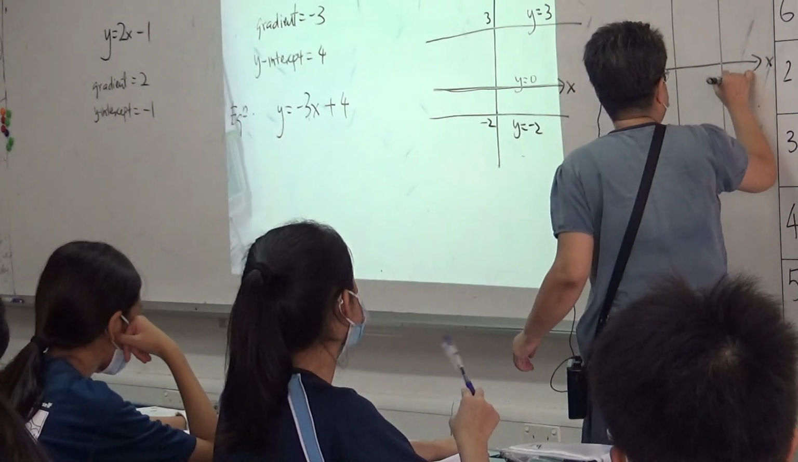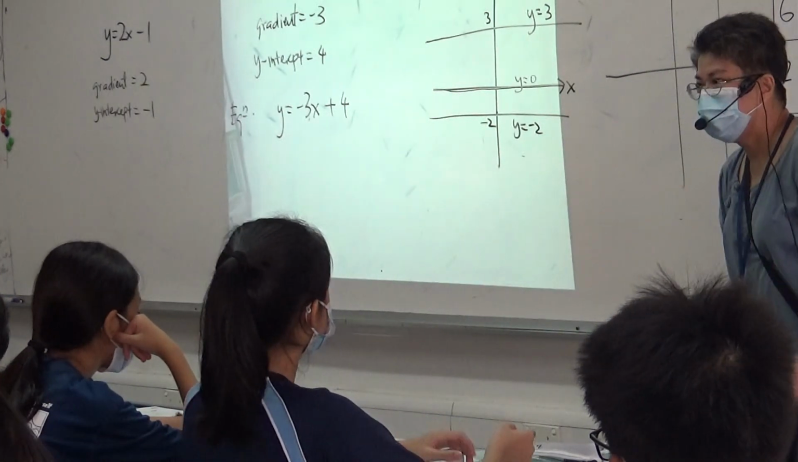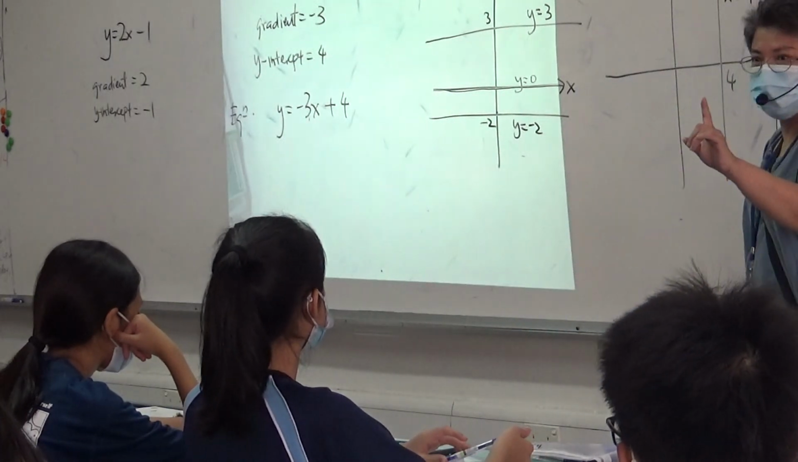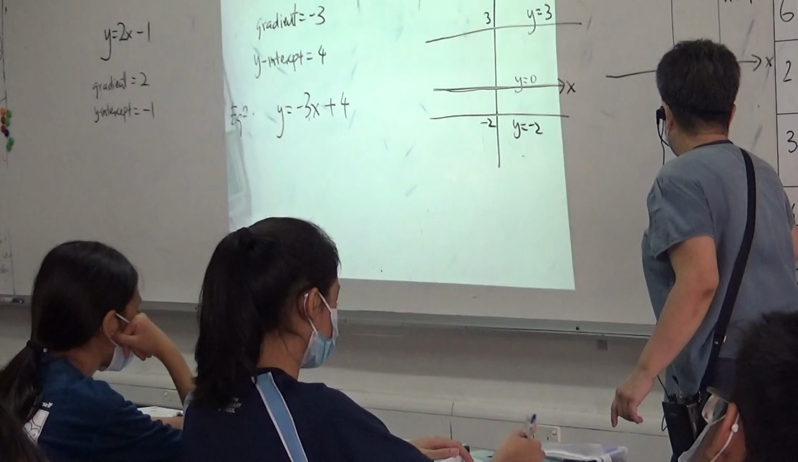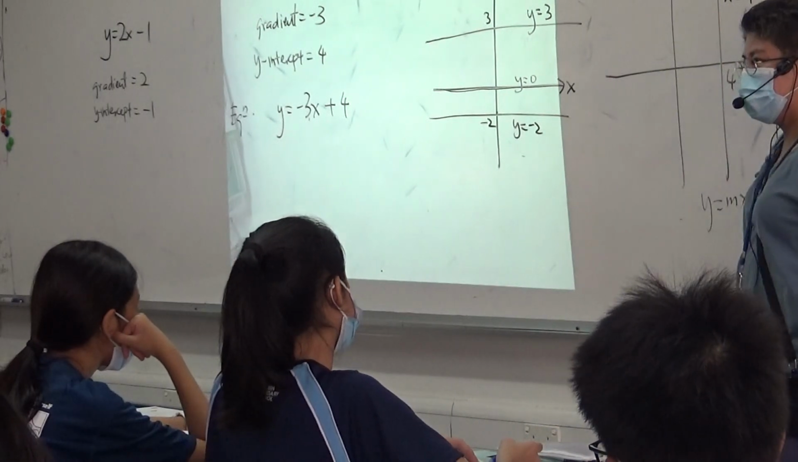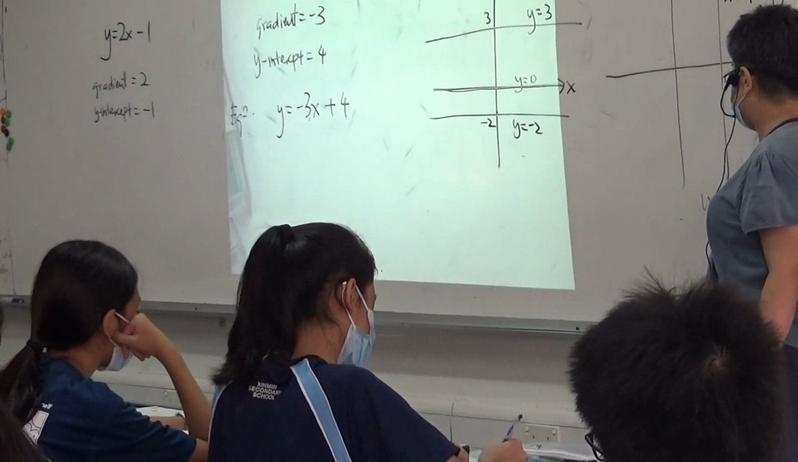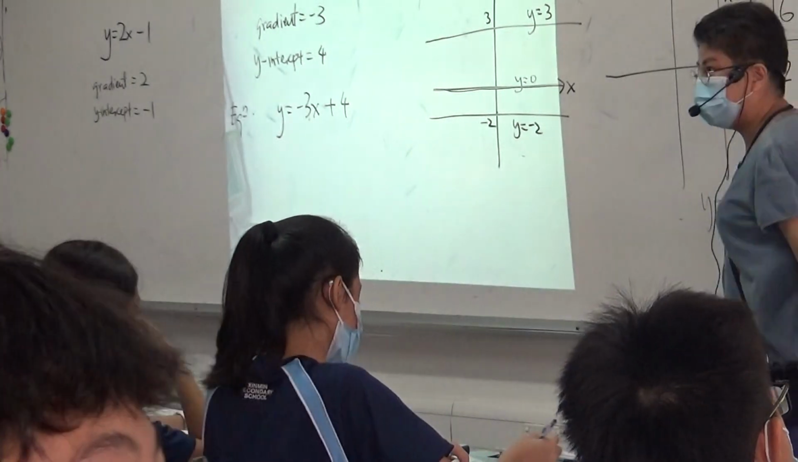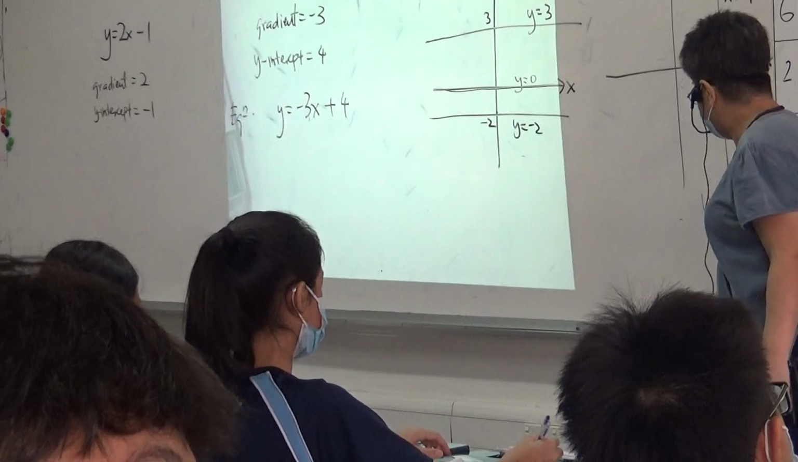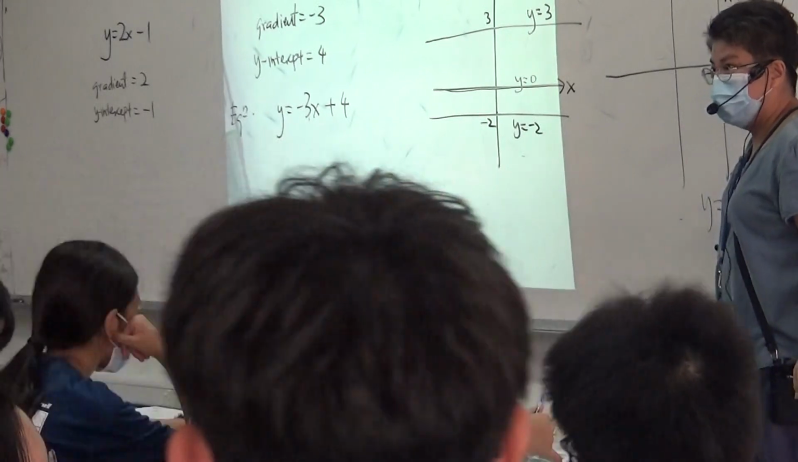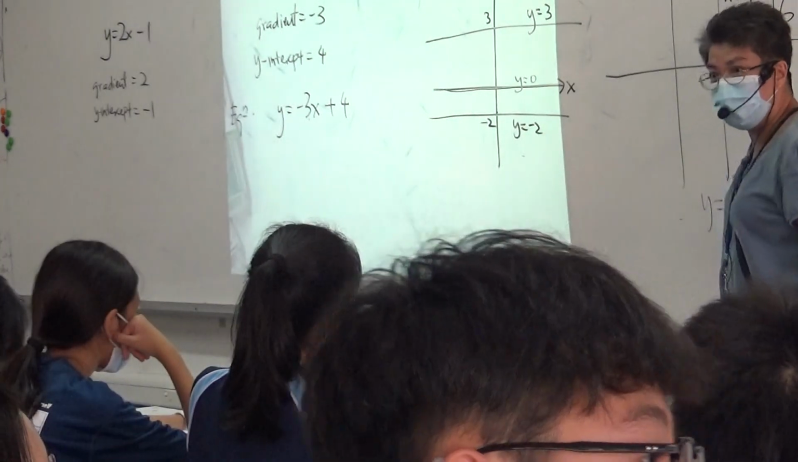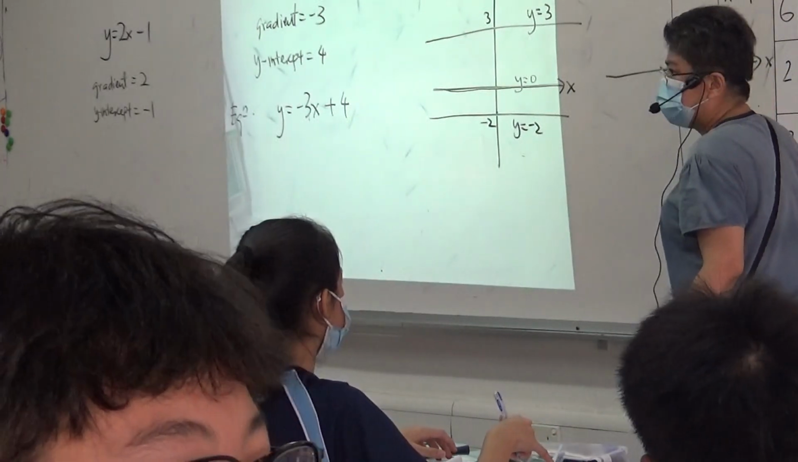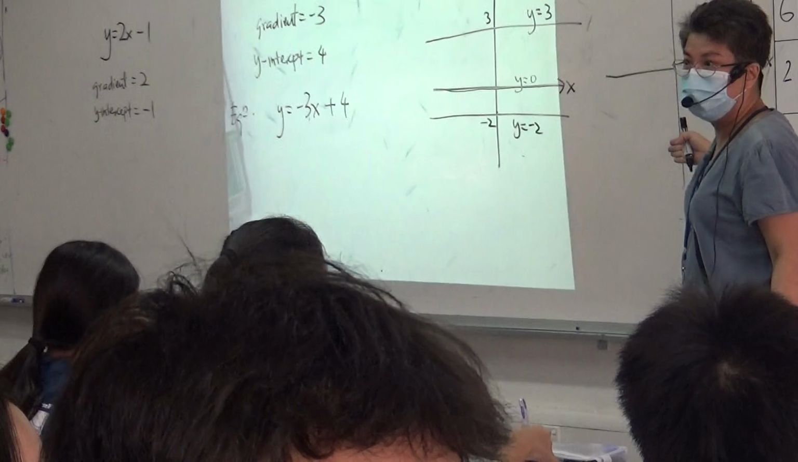Now, next one that I'm going to tell you is this. If I have a vertical line passing through 4, the equation is just x equals 4. Because we know the straight line is y equals mx plus c, right? There is no intercept, because it will never cut the y-axis, and the gradient is undefined. So we cannot have y equals something.